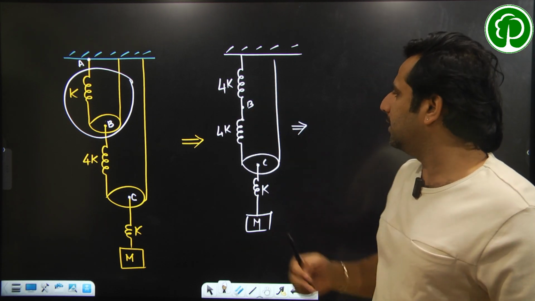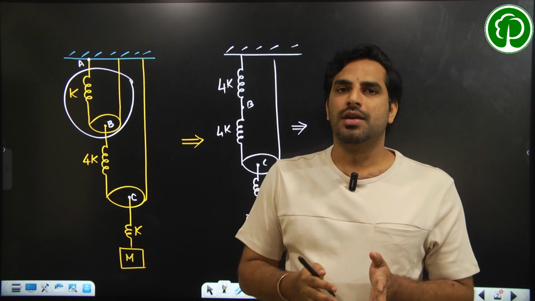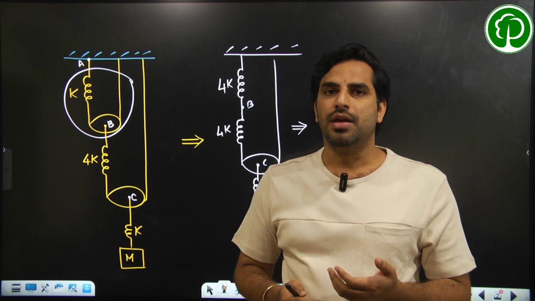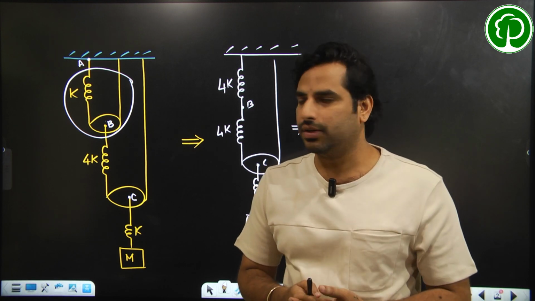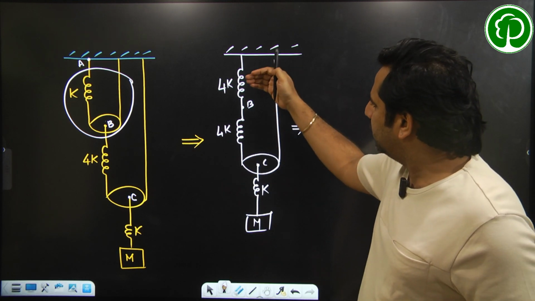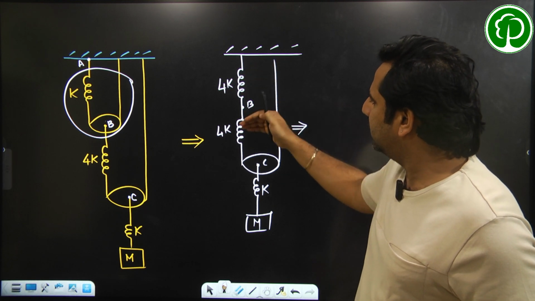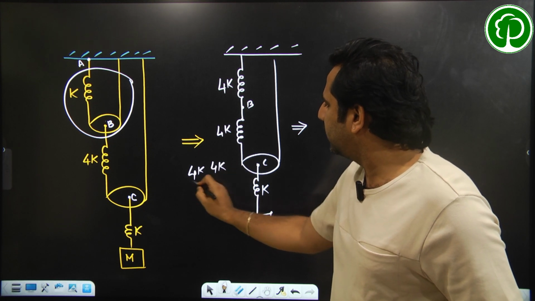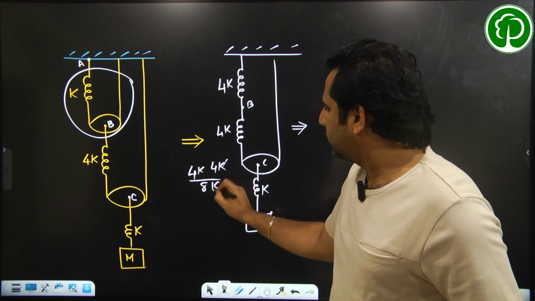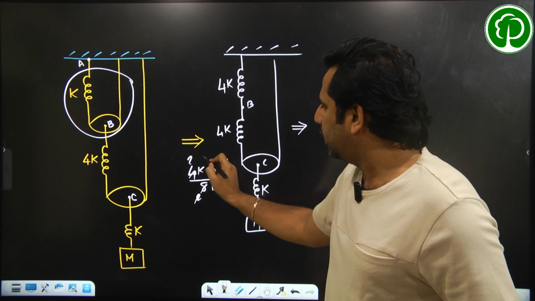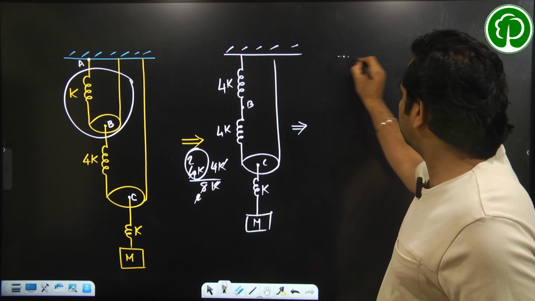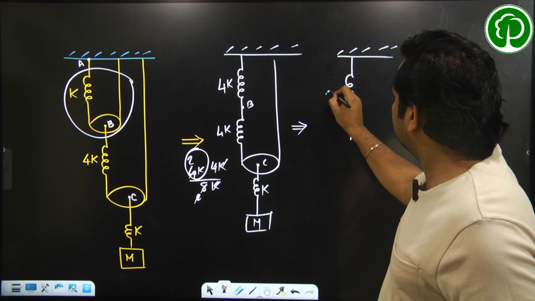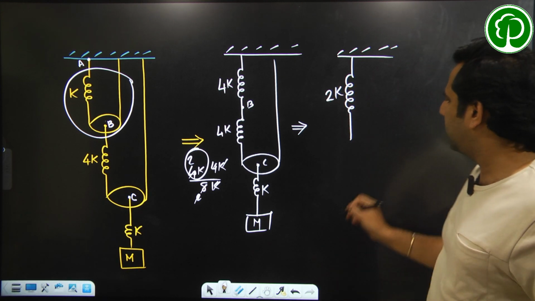If 2 springs are in series, then the effective spring constant is k1 k2 by k1 plus k2. I have already done a video on that. I'll give the link in the description. You may check that out. Now the effective spring constant of 2 springs connected in series is 4k into 4k by 4k plus 4k, that is 16k squared by 8k. So k is gone, 4 ones are 4, 4 twos are 8, that is 2k. So the effective spring constant is 2k. So 2 springs I am replacing with a single spring of spring constant 2k.